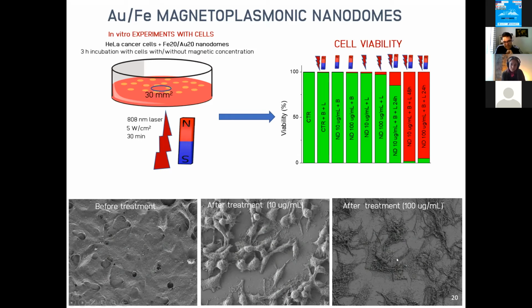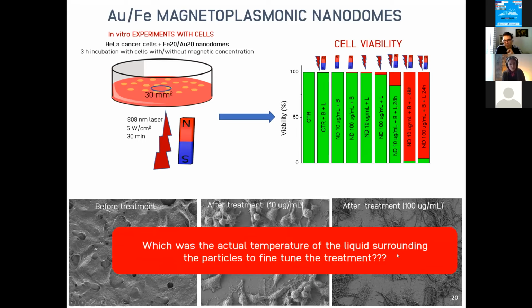So one can ask what is the actual temperature of the liquid surrounding the particles, in order to fine-tune the treatment. You can measure the temperature by an optical fiber or by infrared thermometry, but you measure the bulk, and you have no clue about the temperature surrounding the cells.